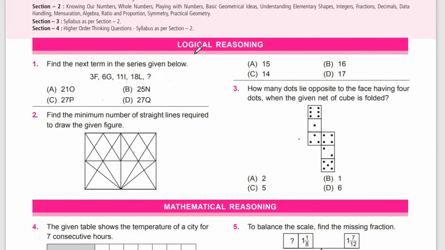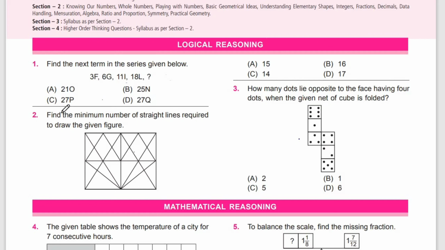See the first section, which is the logical reasoning section. We have 3 questions here. Let's solve the first question. Find the next term in the series given below. So we have 3f, 6g, 11i and 18l. Usually we get numbers, but here as you could see we have numbers and alphabets together. So we have to see both the sequences.